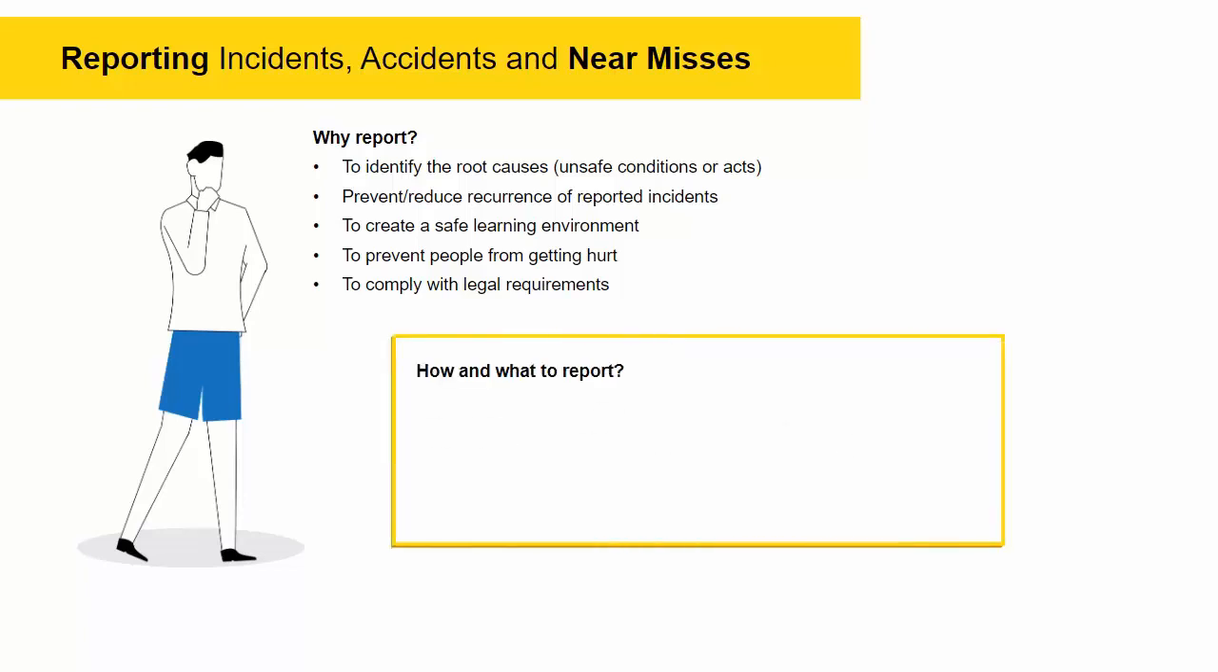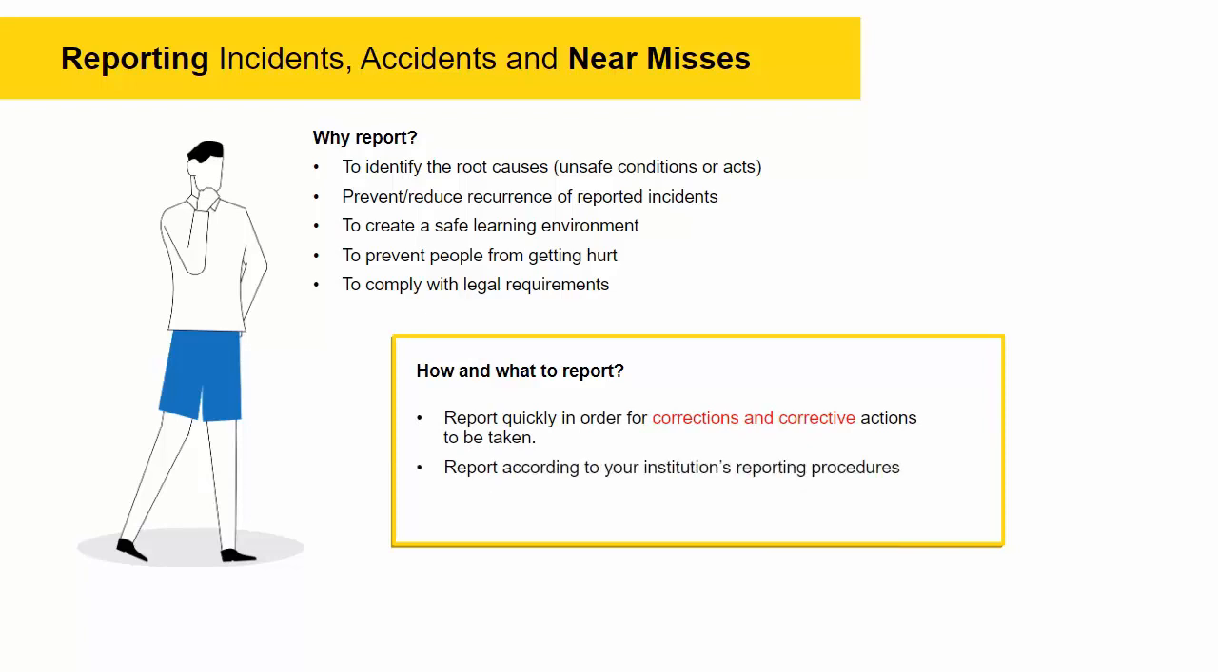So, how can Jimmy make an incident report? He should make a report as soon as possible, so that corrections and corrective actions can be taken. He should report according to his institution's own reporting procedures. He should try to attach evidences, such as photographs or documents.